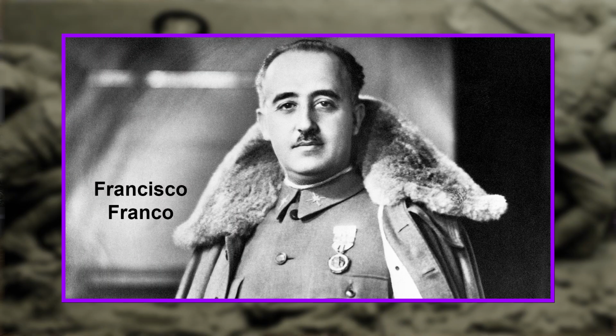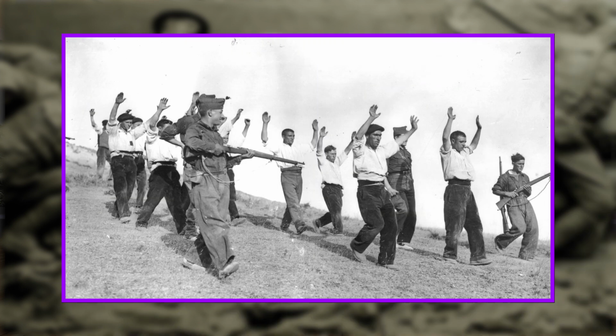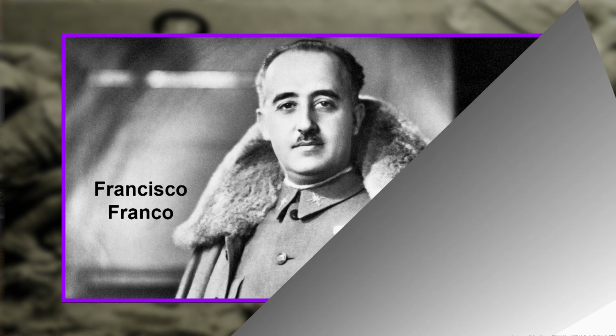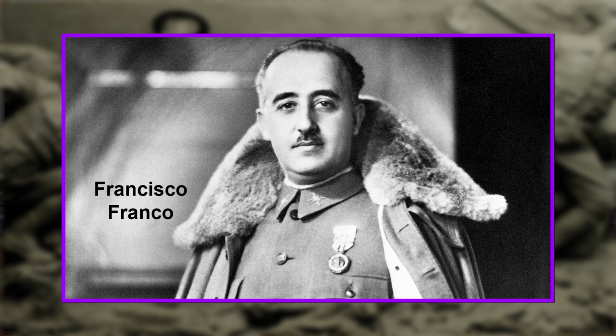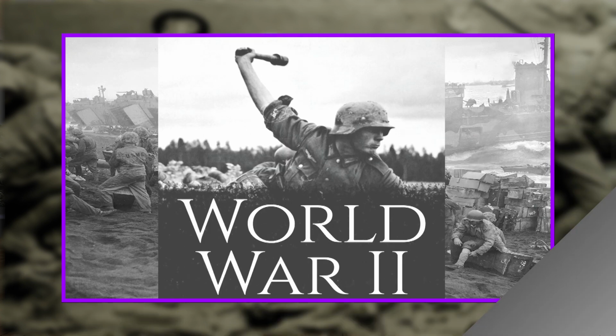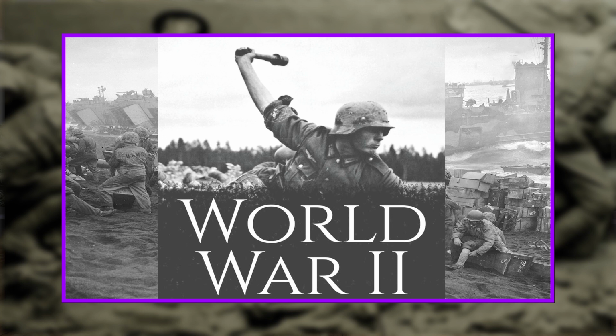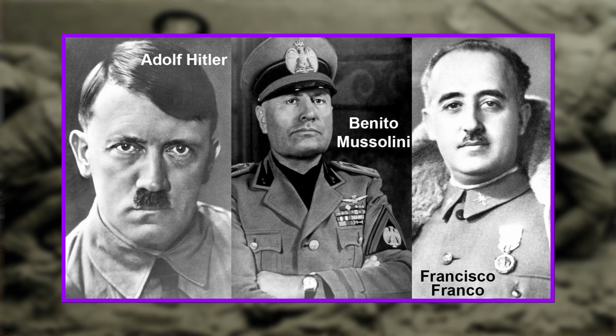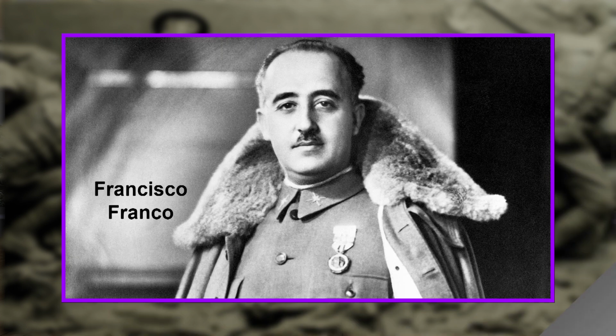Franco in Spain rose to power after Spain fell into civil war in the 1930s. When the war ended, fascist leader Francisco Franco defeated the Republic of Spain. While Spain never officially entered World War II, Franco did provide some assistance to Mussolini and Hitler. Franco retained power in Spain until 1975.